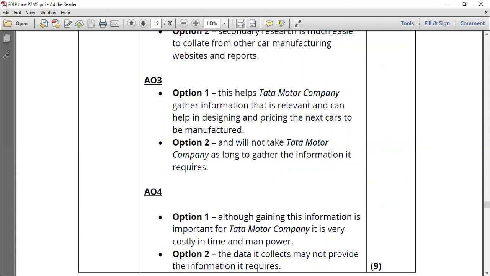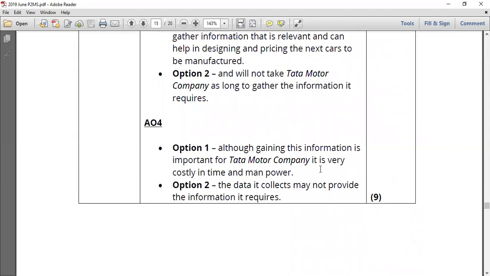But look at the evaluation point. They say option one, however, although gaining this information is important for Tata Motors, it is very costly in time and manpower, right? It's time consuming and costly. That's the disadvantage of primary research. And because they wrote Tata Motors in the application, as I told you in my previous session, using the case study name is limited application. You have to use some kind of example from that case study, right? As a result of that, you can improve the quality of your answer.